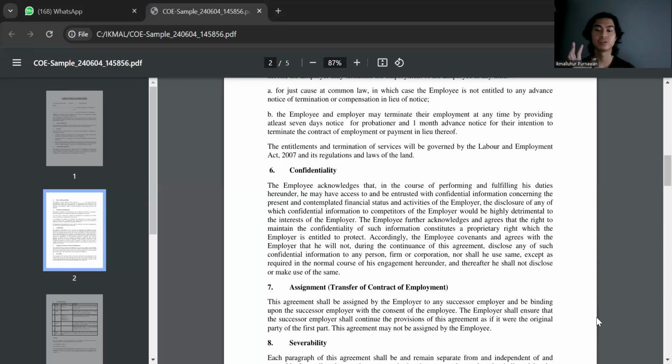Accordingly, the employee covenants and agrees with the employer that he will not, during the continuance of this agreement, disclose any of such confidential information to any person, firm, or corporation, nor shall he use same, except as required in the normal course of his engagement hereunder, and thereafter he shall not disclose or make use of the same.